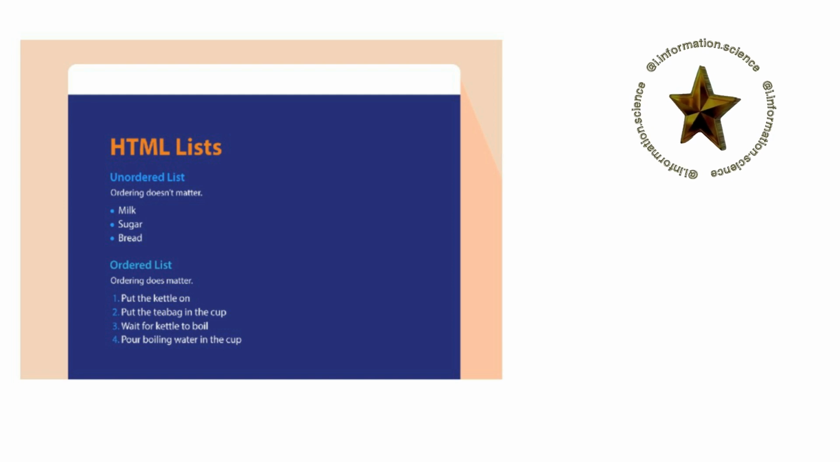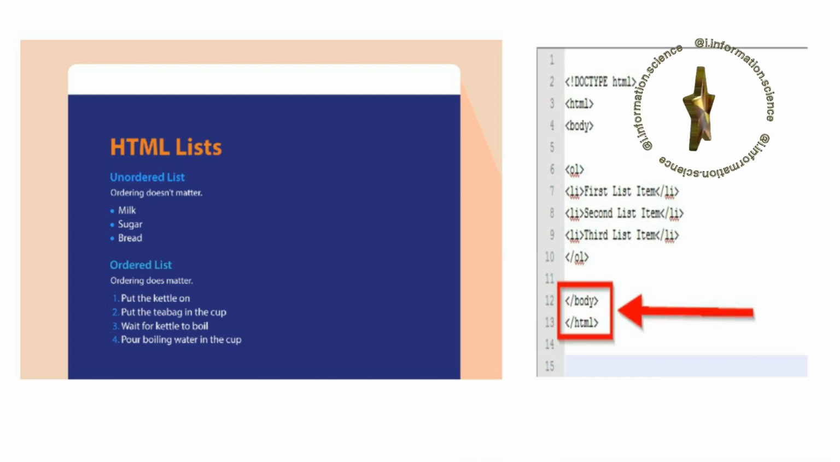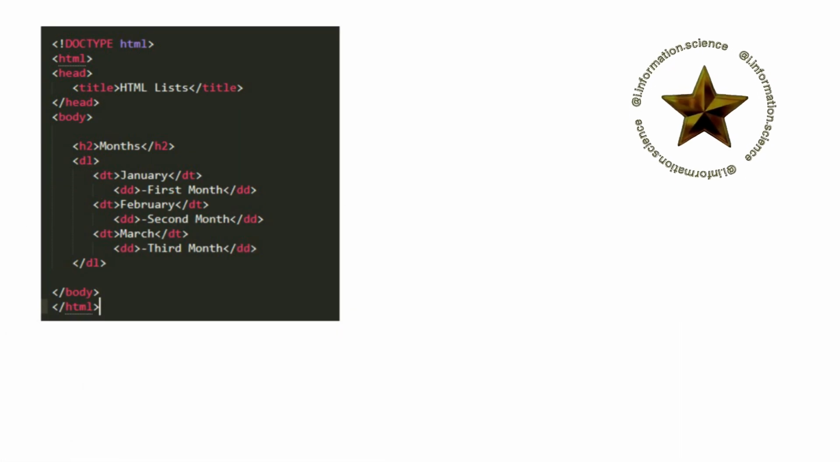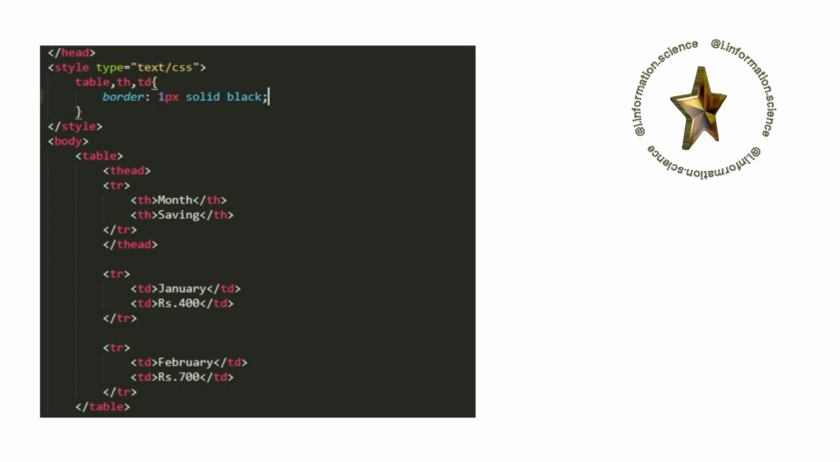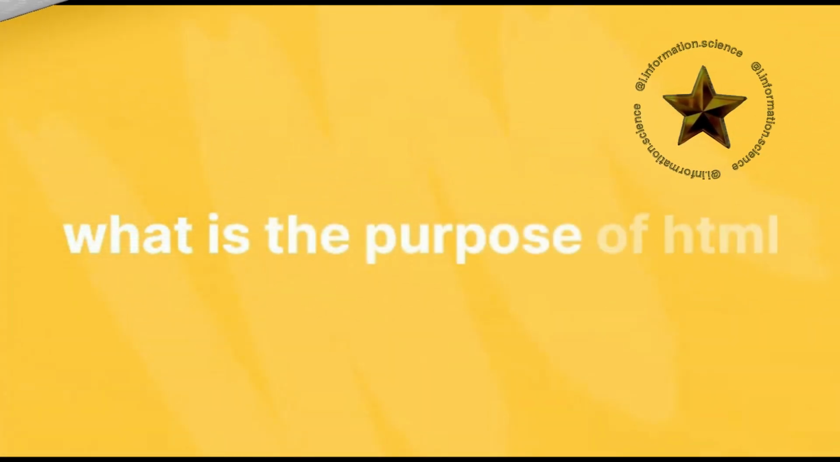Example of HTML lists, unordered list and ordered list. Example of description tag. Example of table tag. Purpose of HTML tags.